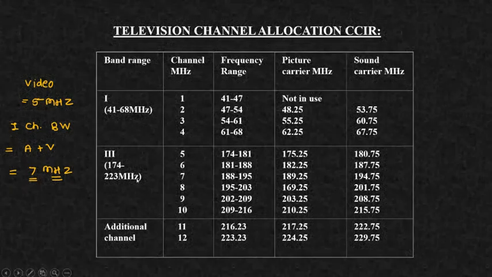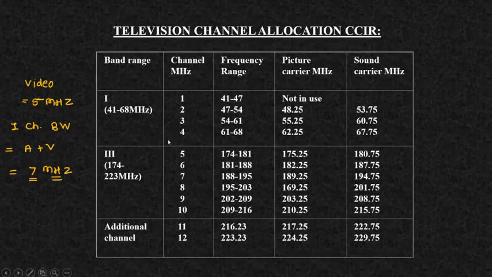174 to 181, you just add 7 megahertz. Your 4 channels are going in band 1, and in band 3 your 5th channel came. This band starts from 174, so 174 plus 7 is 181. 181 plus 7 is 188. You simply add 7 megahertz to each frequency, you'll get the next channel. Okay, so 5, 6, 7, 8, 9, 10, such 6 channels are transmitted in band 3. There are some additional channels also, that is 11 and 12, 216 to 223.